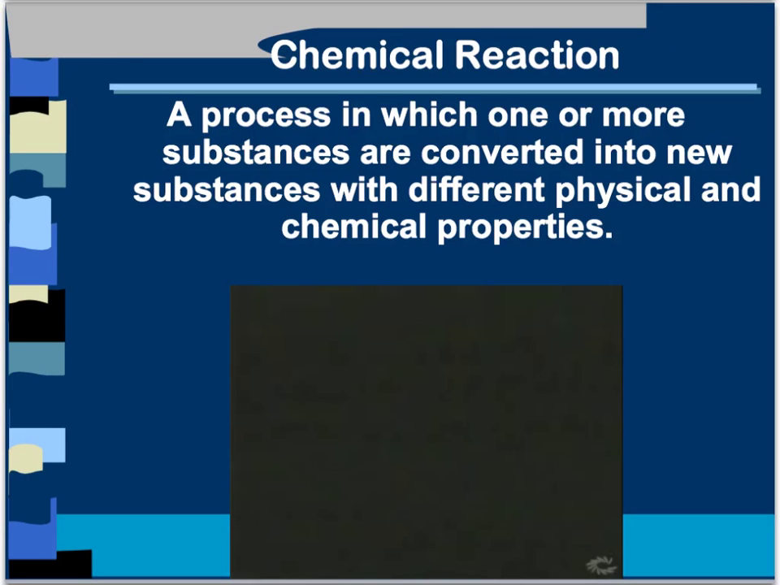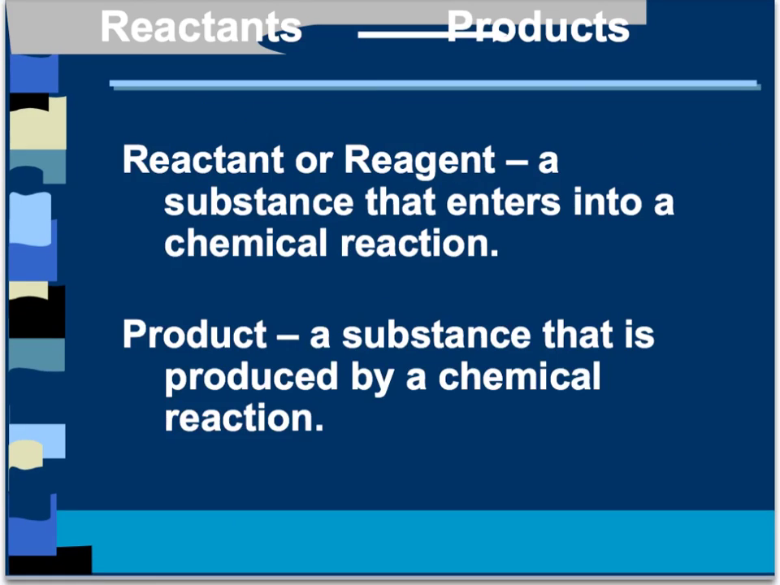So the first thing to know about is what is a chemical reaction, and this is a process in which one or more substances are converted into a new substance with a different physical and chemical property. And this should sound kind of familiar when we've talked about chemical changes before. We're basically talking about a chemical reaction occurring here, and so we're having one substance into a new substance.